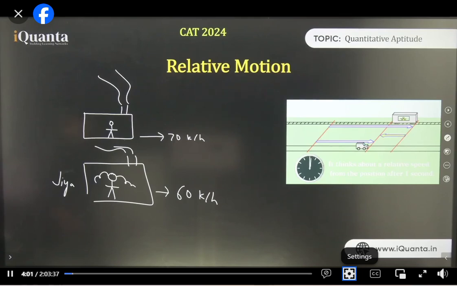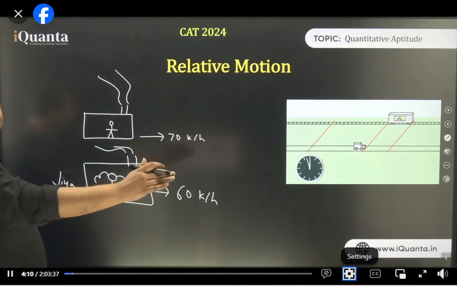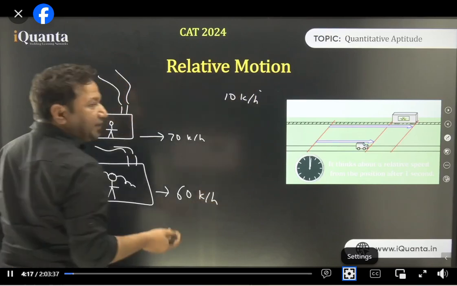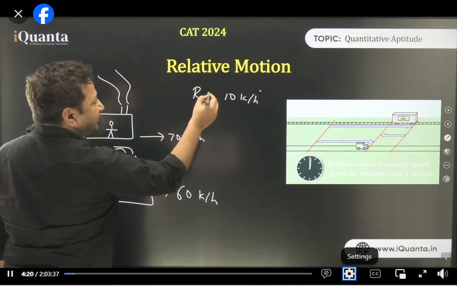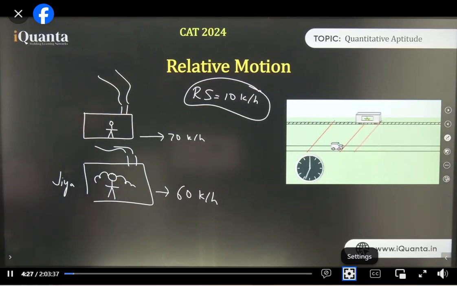It will be 10, exactly. Why? Because every hour I am moving 70, but she's moving 60 in the same direction. That means I have moved only 10 km away from her every hour. So my speed will be 10 km per hour. This will be called relative speed. So relative speed, my speed in relation to Gia's speed, is 10 km per hour.